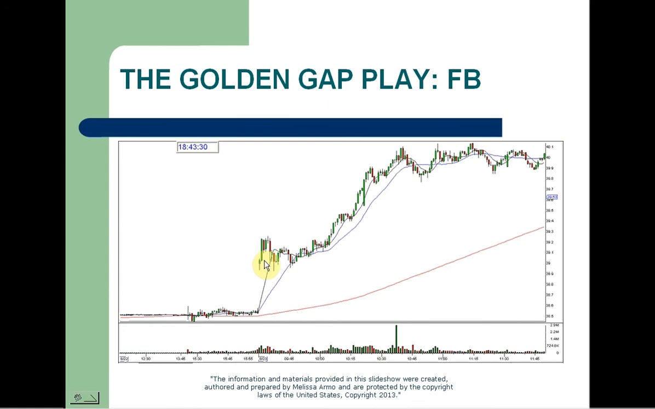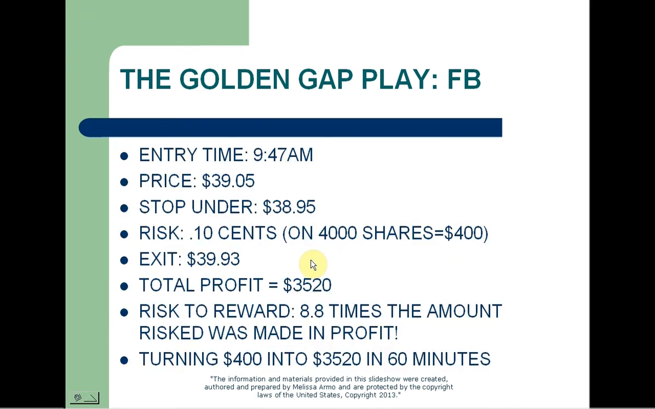And you actually could have aggressively bought this right here. But if you wanted to wait and not be so aggressive, you could have waited and taken the position into the reversal time at 9:47. Price entry was 39.05. Stop would have been under 38.95. Risk would have been 10 cents for you on this trade. So on 4,000 shares, if you risked $400, you would have made approximately $35.20. This is a risk to reward of over 8 times, almost 9 times the amount risked was made in profit.